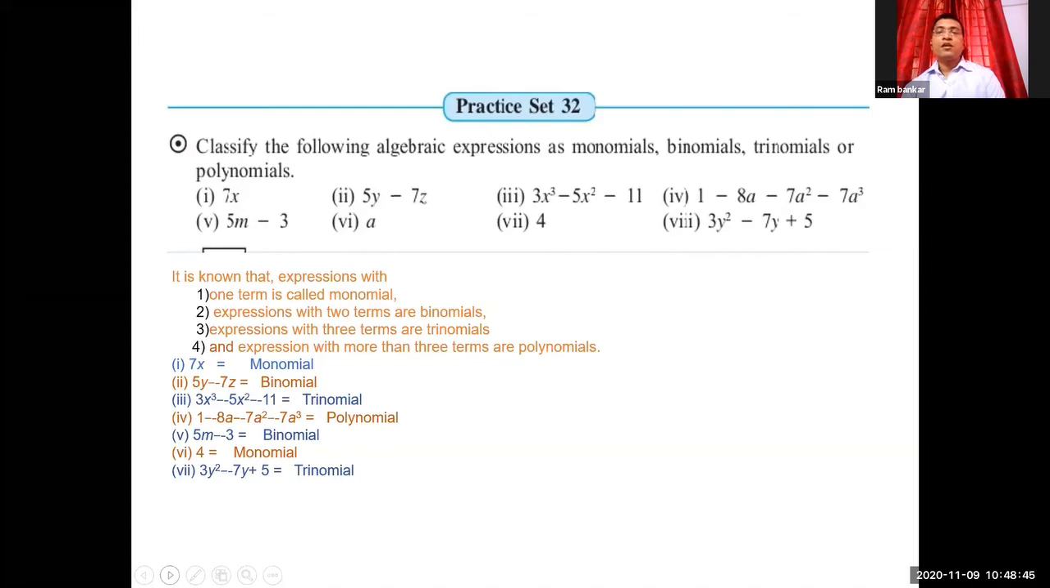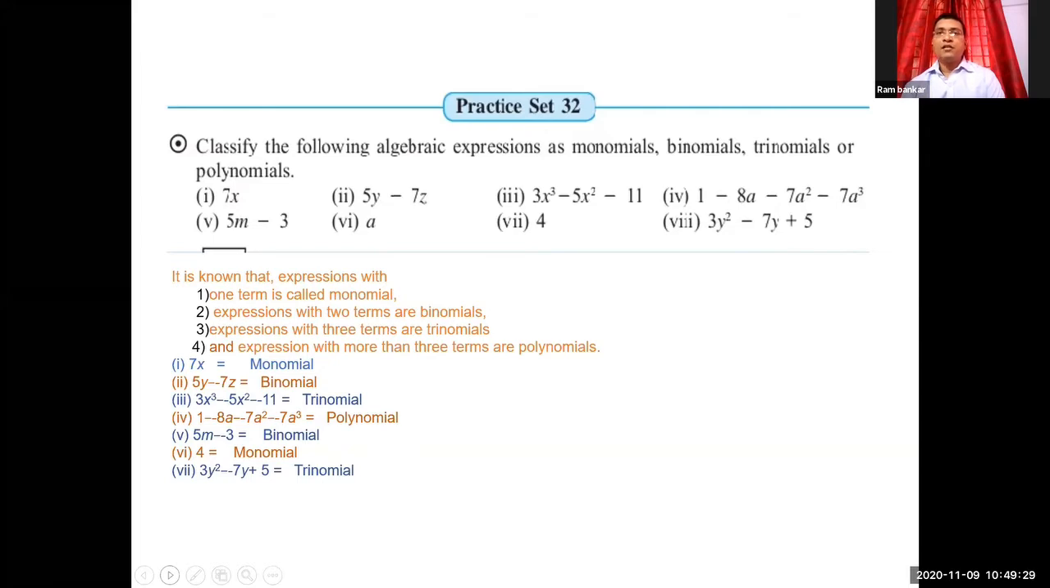Okay. Look at the answer. Look, there are 4 points given, 1, 2, 3, 4 in the answer section. One term is called monomial. You already know. Second, expressions with two terms are called binomials. Third, expressions with 3 terms are called trinomials. And the last one, expressions with more than 3 terms are called polynomials. So look at question number 1, that is 7x. 7x is a monomial, which has only one term. Okay, 7x is one term.